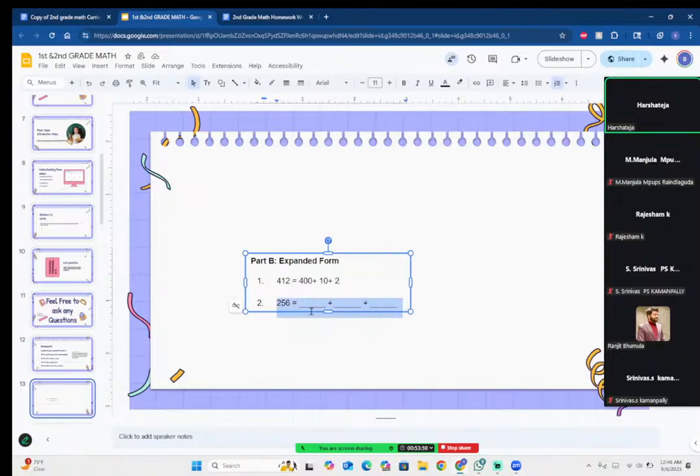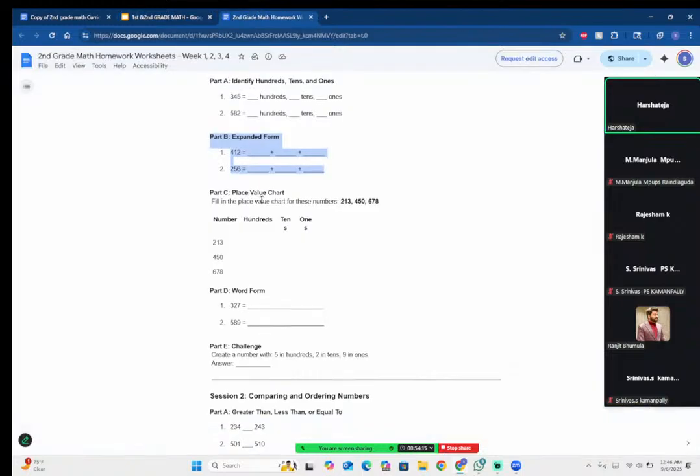Now for the second one, in the hundreds place, there's a 2. So we put a 200. In the tens place, there's a 5. So we put a 50. And in the ones place, there's a 6. So we add a 6. That's expanded form.